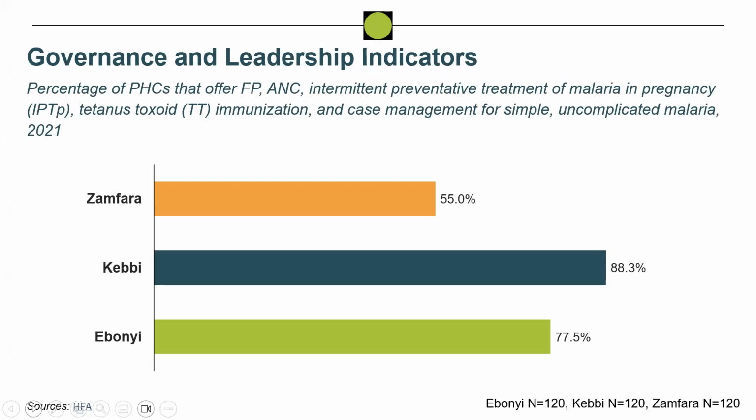This indicator is adapted from the MOUs for KEBI and Ebonyi, which use service availability indicators as outcome measurements of governance and leadership. We took this indicator from the evaluation health facility assessments that only have data for 2021. The percentage of primary health centers that offer all these services is highest in KEBI and lowest in Zamfara. Next slide.